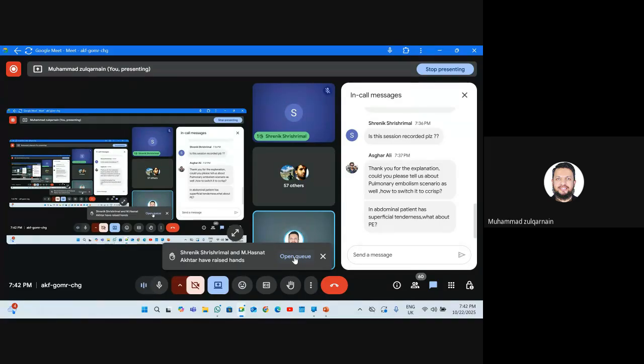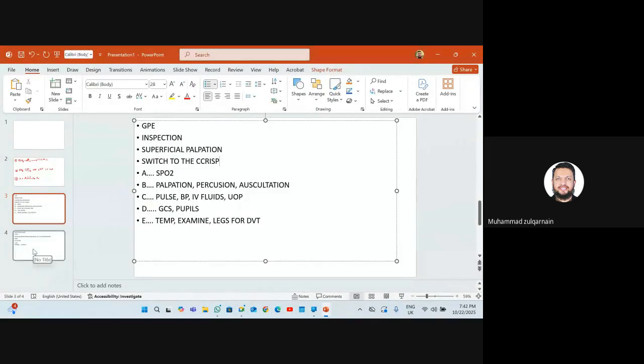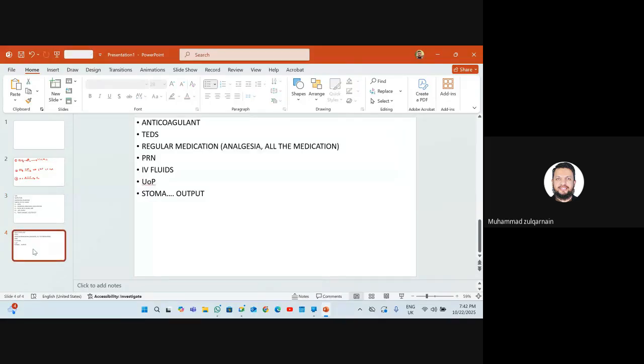So I would say go through all these things, and specifically when you reach the level of the legs, then ask that I want to see the patient's chart to see the medication, the things I have mentioned here in my slide. So ask that I want to see the chart to see anticoagulation, TEDs, regular medications, PR and IV fluids, urine output, and if there is stomach output.